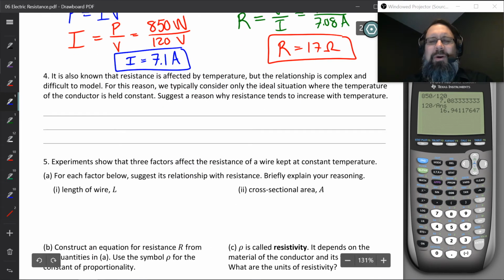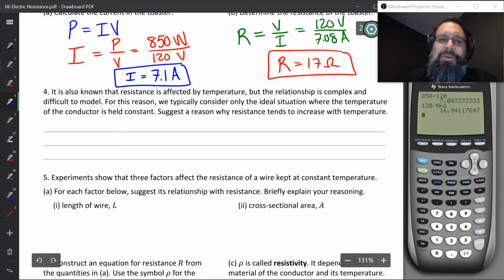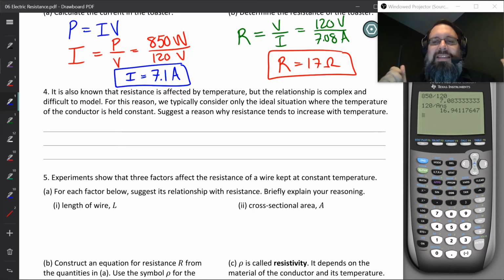Let's talk a little bit more about why not. It is also known that resistance is affected by temperature, but the relationship is complex and difficult to model. So for this reason, we typically consider only the ideal situation, which is not real life, where the temperature of the conductor is held constant. Obviously the temperature is not going to be constant, because when you run current through something, the wire, the material is going to get hotter. So we're saying ignore that. Just imagine that it's already been on for a while and the temperature is constant.